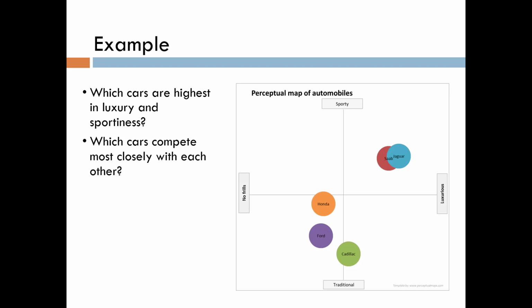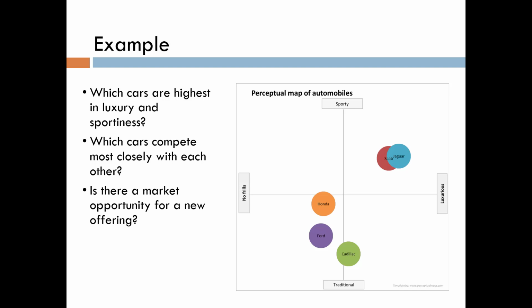The next question a manager might ask is, which cars compete most closely with each other? It seems likely that Saab and Jaguar compete most closely because they are closest to each other on this map, which means they are perceived as being most similar to each other. Similarly, Honda and Ford are close competitors.